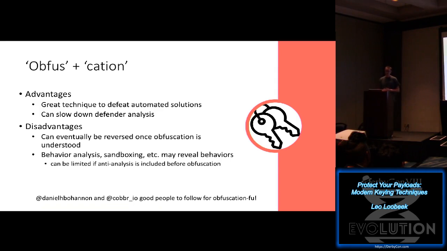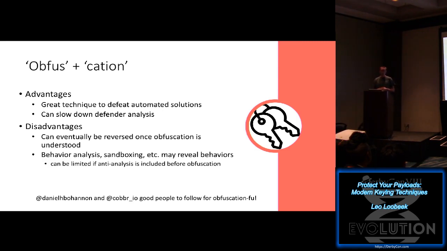I definitely think obfuscation fits in here. I think it's a really great technique to defeat those automated solutions that are detecting on certain strings. It can definitely slow down defender analysis. Real-world attackers are using the heck out of obfuscation, so it's definitely something you want to use on every payload you're sending. Obviously, the disadvantage is that if they understand how the obfuscation works, they're going to be able to reverse it and get back to the original source code. And the other thing is, if you're not adding any anti-analysis code before you obfuscate and that payload gets thrown up to something like VirusTotal, those execution behaviors and C2 connections are still going to show up, because the payload is still going to execute as expected.